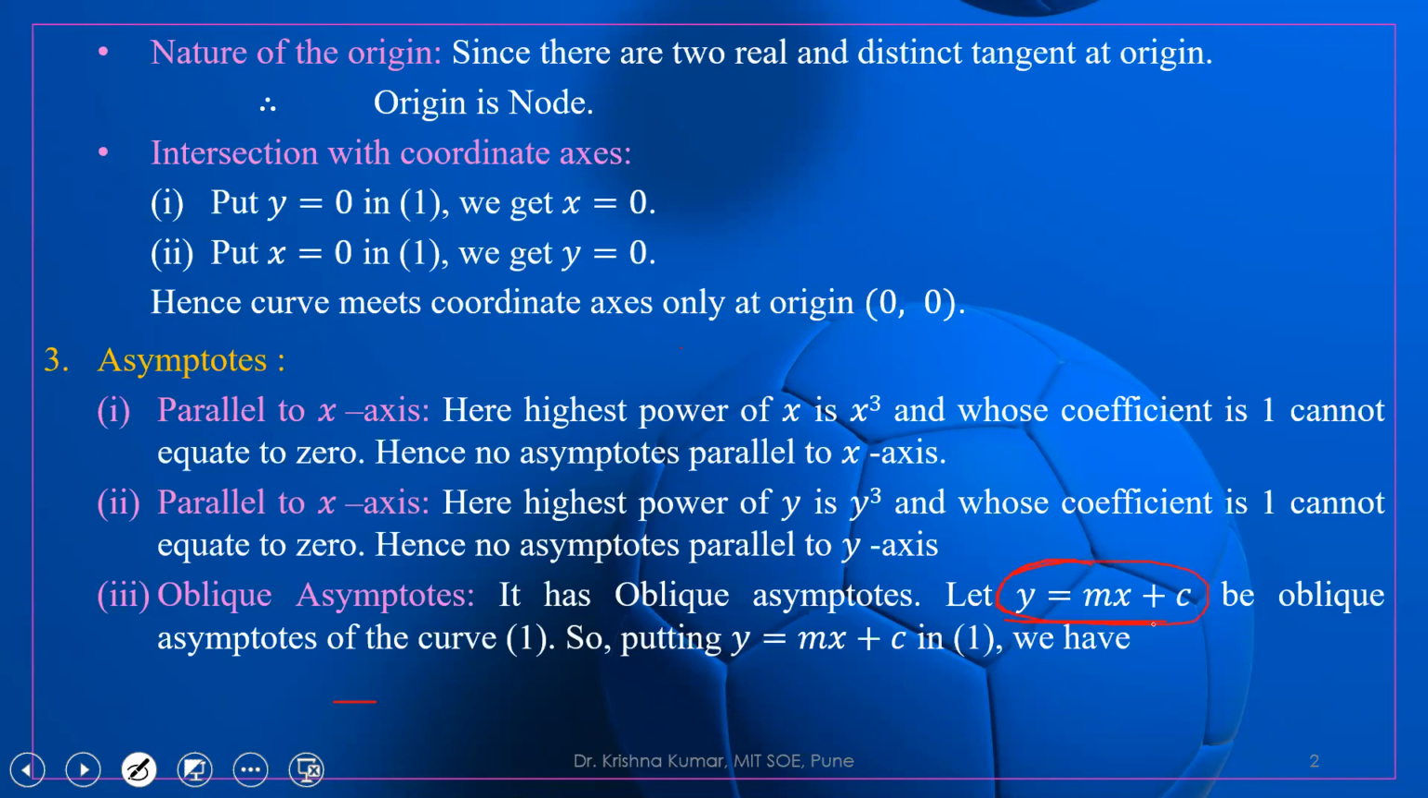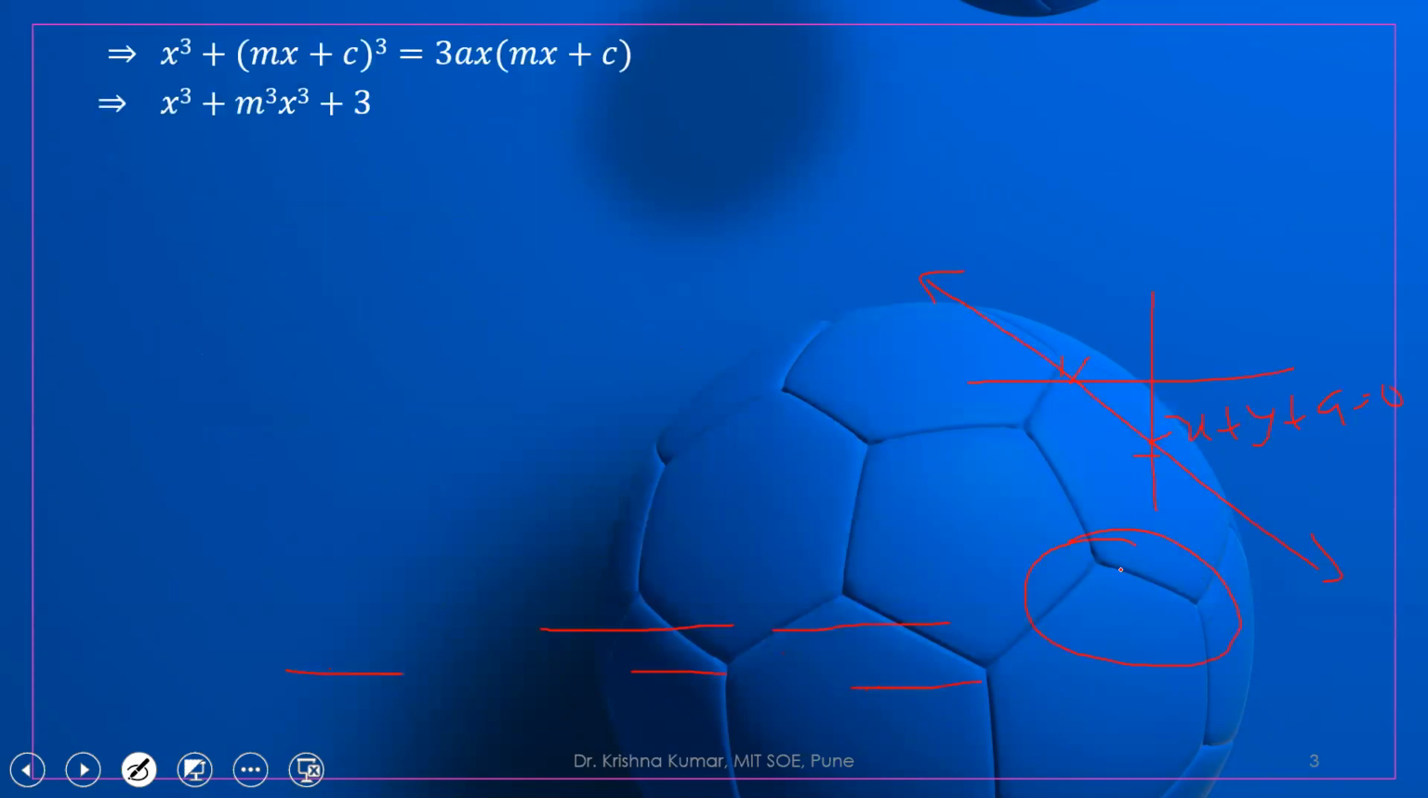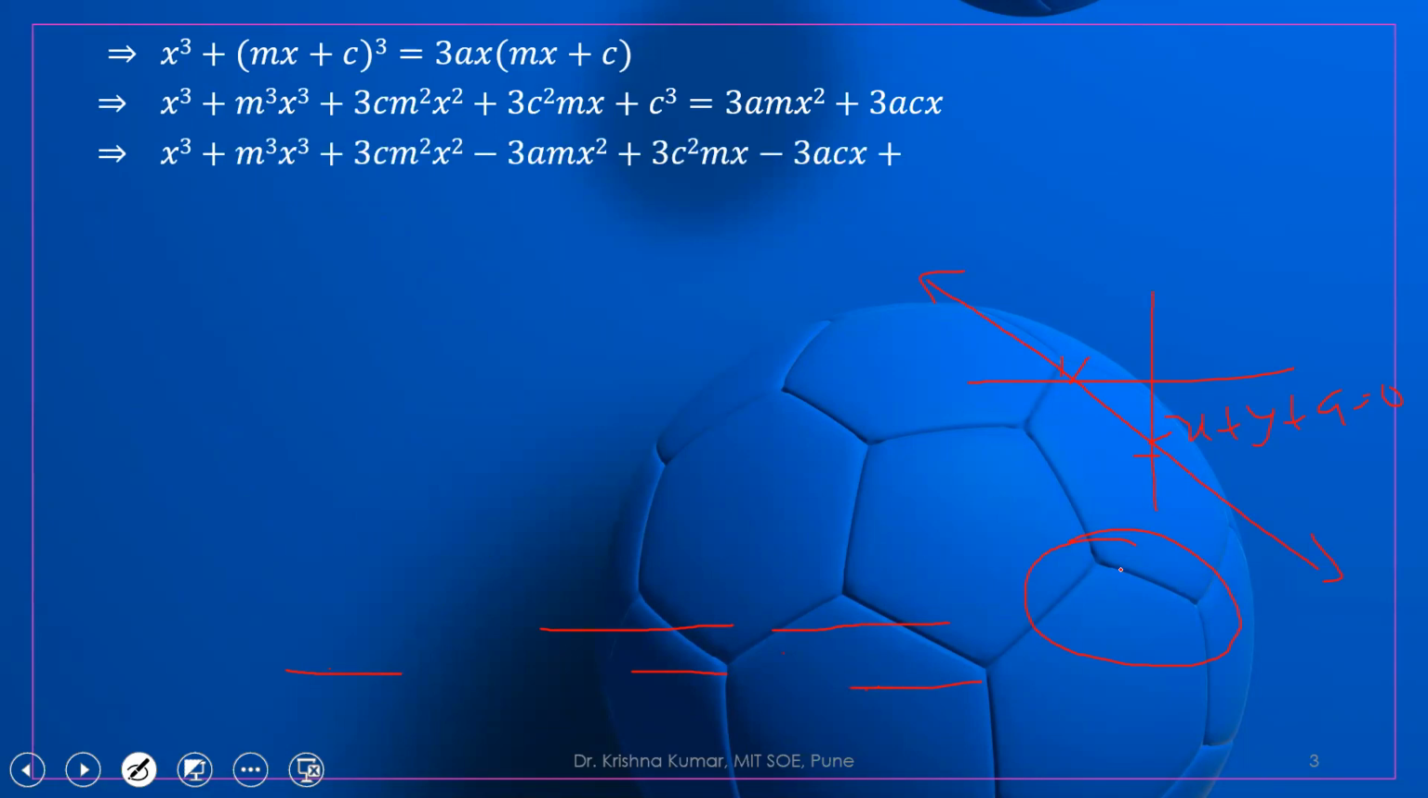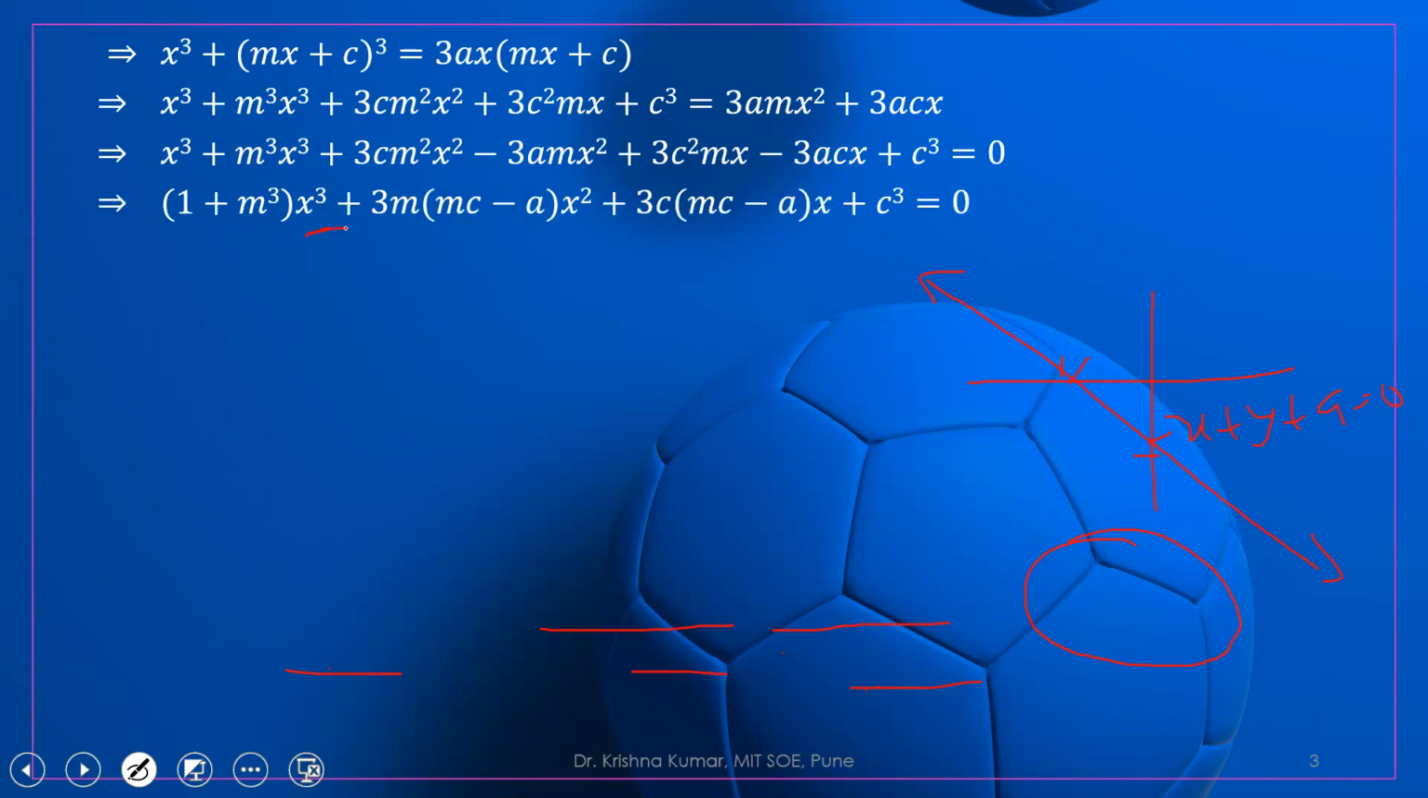We consider this as the oblique asymptote of the given curve, and we put y equal to mx plus c in the given equation of the curve, and we rearrange all the terms in descending order of x. Once we arrange the terms in descending order of x, we put the coefficient of the highest power of x and the second highest power of x equal to 0. Here the highest power of x is x cube, and its coefficient is this. For x square, its coefficient is 3m times (mc minus a) equal to 0.